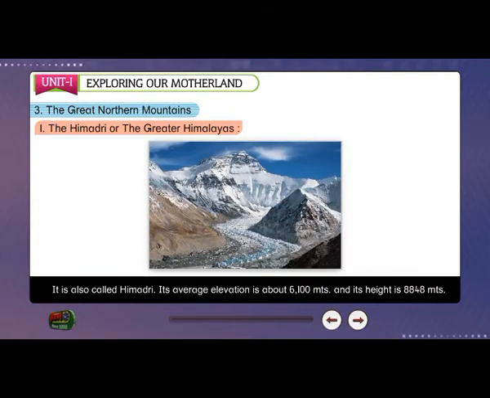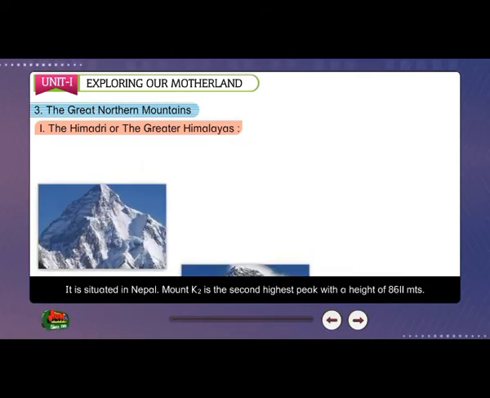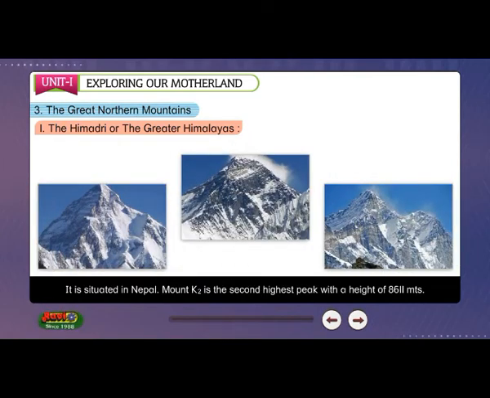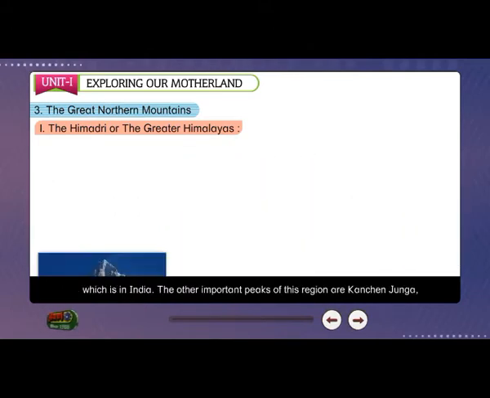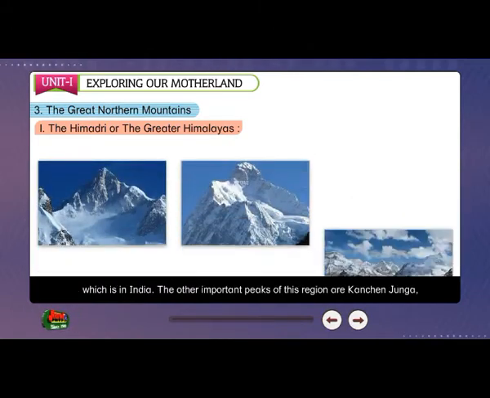Its average elevation is about 6,100 meters and its highest peak is 8,848 meters. It is situated in Nepal. Mount K2 is the second highest peak with a height of 8,611 meters, which is in India.